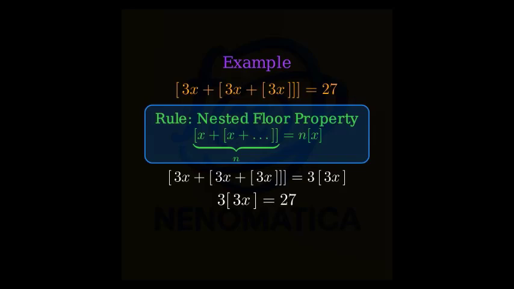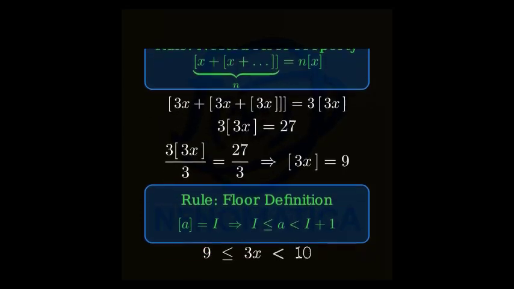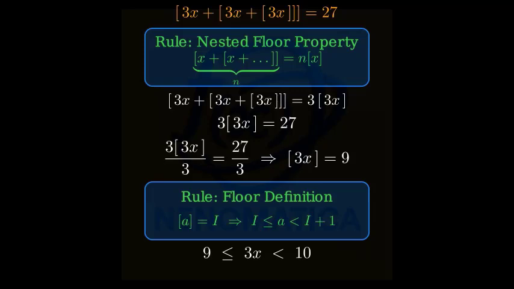Step 2. We solve for the floor of 3x. Divide both sides by 3, and we get floor of 3x equals 9. Step 3. We turn the floor equation into an inequality using the definition of the floor function. If the floor of a equals an integer I, then I is less than or equal to a, and a is less than I plus 1. Applying that with I equals 9 and a equals 3x, we get 9 is less than or equal to 3x, and 3x is less than 10.